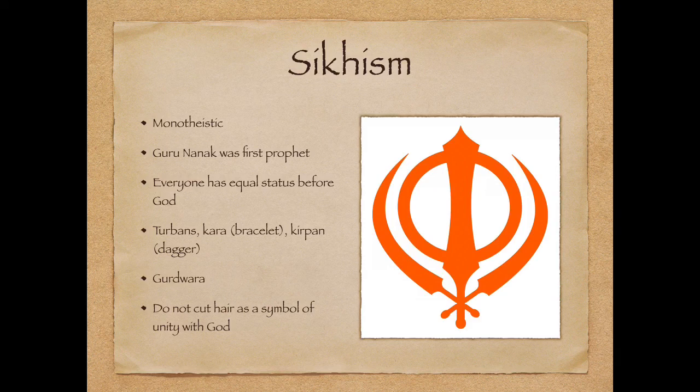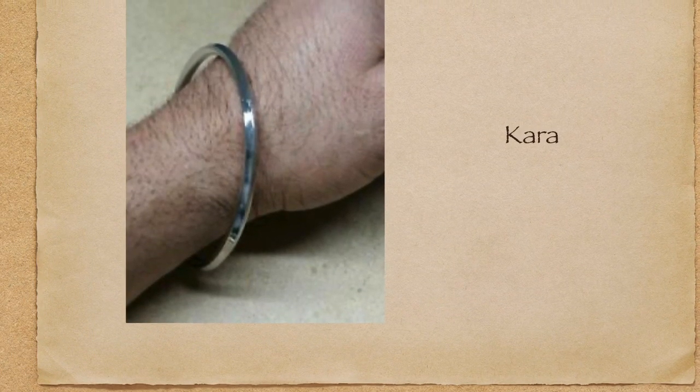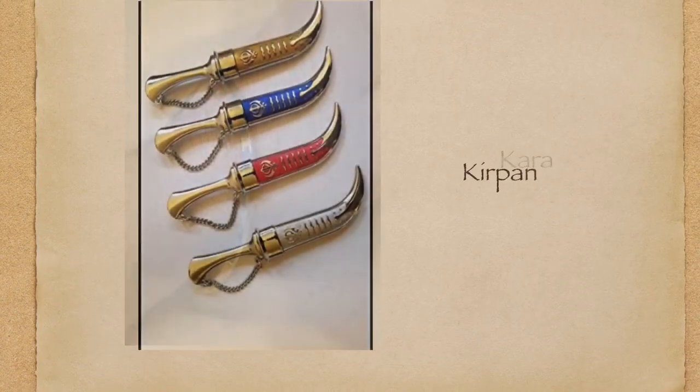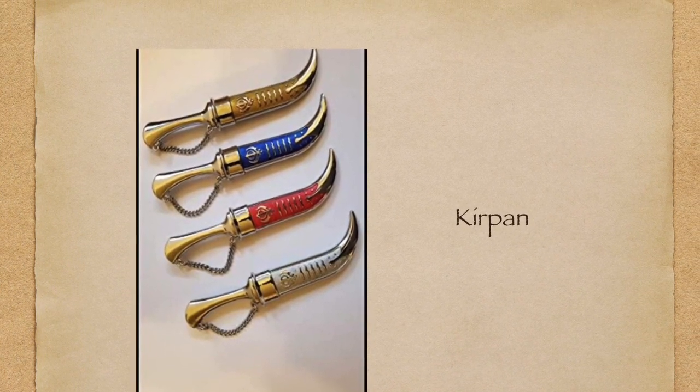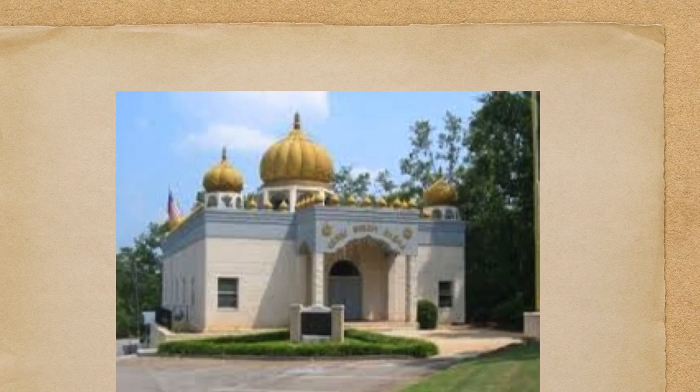Some of the characteristic aspects of a lot of Sikhs are what they wear. For example, they wear turbans, which are pieces of cloth over their hair to cover it. They wear karas, which are bracelets, and these symbolize their unity with God. They have kirpans, which are like daggers or small knives, to also symbolize their unity with God and to protect those in need, right? The Sikh place of worship is the Gurdwara, kind of like a Hindu temple, but it's for Sikhs. And Sikhs do not cut their hair as a symbol of their unity with God. That's why a lot of Sikhs wear turbans, so they can cover up their long hair.